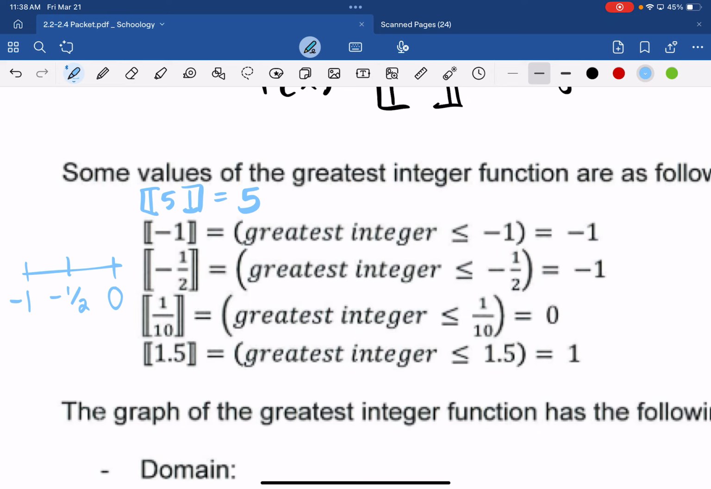Whatever integer is less than or equal to this. So the first number I get to when I'm going down is -1. So my answer is -1. Okay?